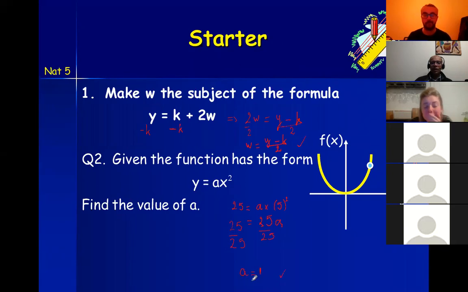So we find the value of a equals 1. That means y equals x squared. This function is just y equals x squared. So that function would go through (1, 1), (2, 4), (3, 9), (4, 16), (5, 25). So it's just like a machine to square. And if you've got negative 1, you'll have positive 1. Negative 2, you'll have a 4. Negative 3 will be a positive 9, etc. Okay?